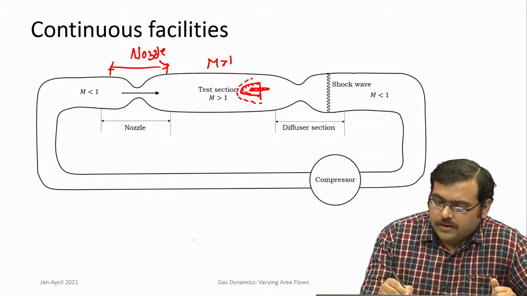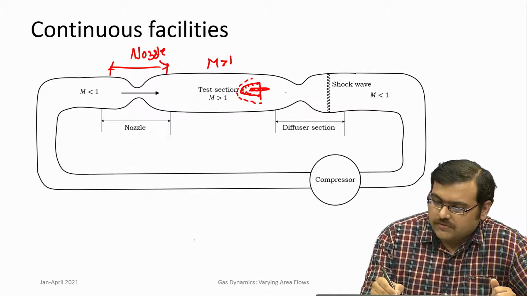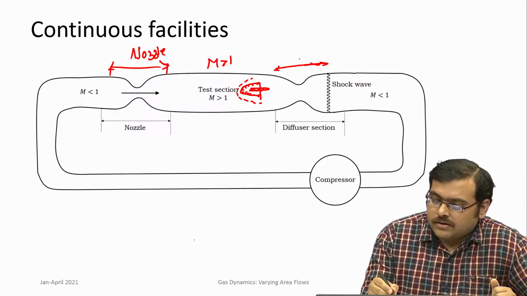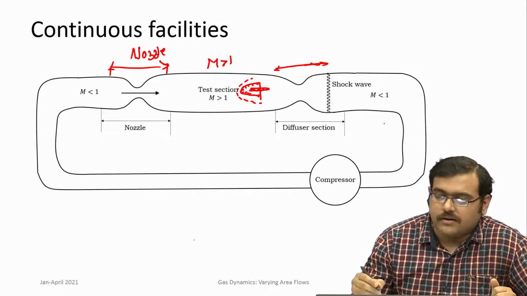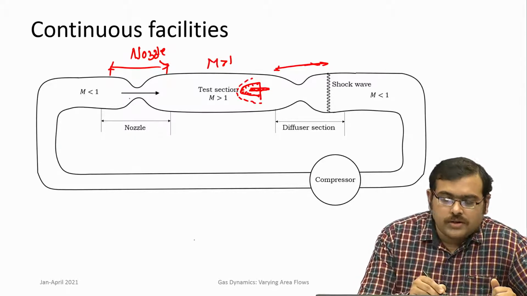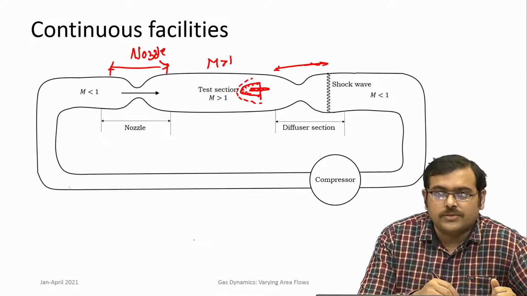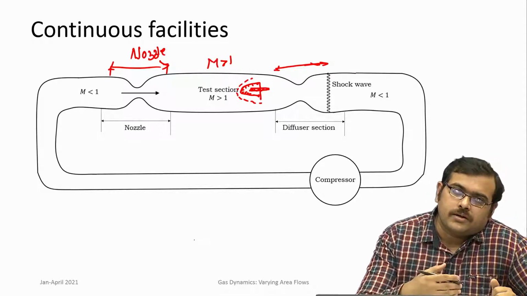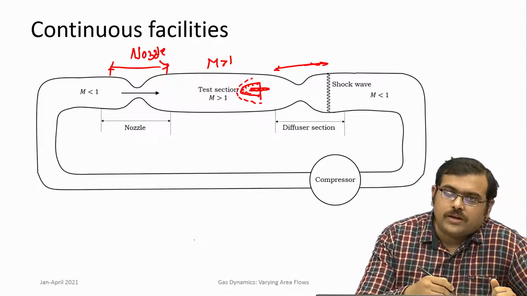And after the flow passes over the model, it is diffused. Pressure is recovered in a diffuser section, and the velocity is brought down. This is done so that we can save some amount of energy, because to operate these kinds of facilities you need huge amounts of energy to produce the pressure ratios, which are very high. Some of the examples we were seeing, say Mach 2, Mach 3, the pressure ratio required increased very quickly.